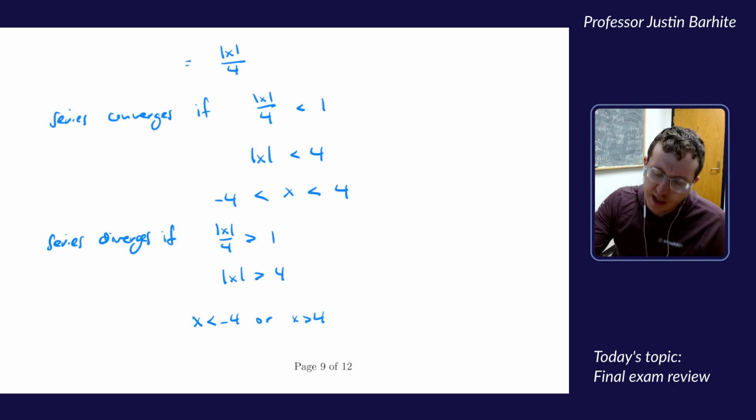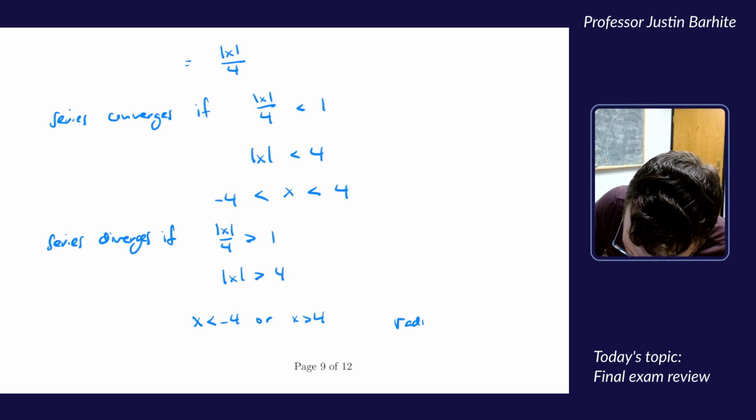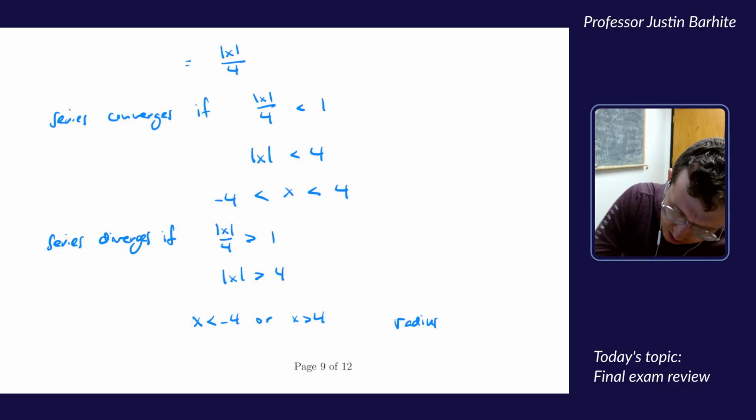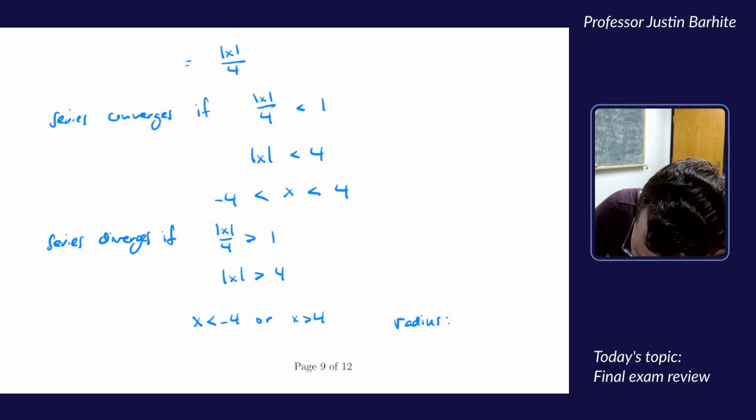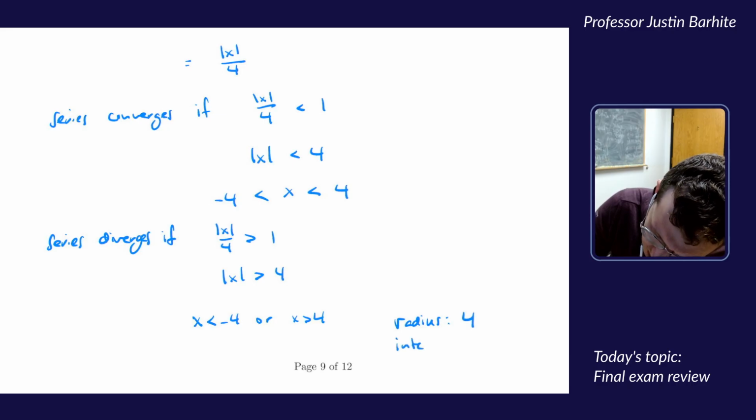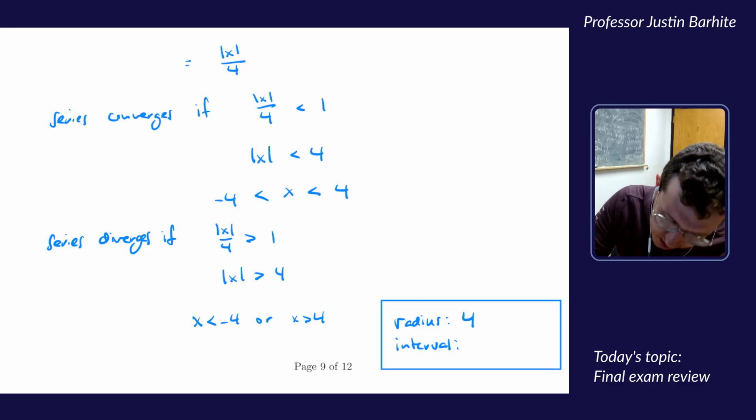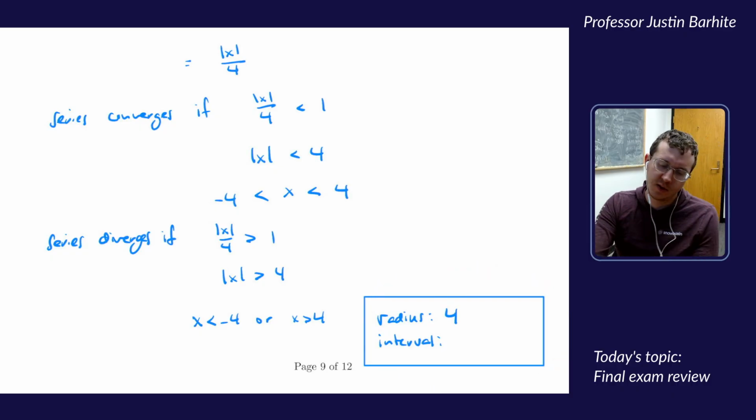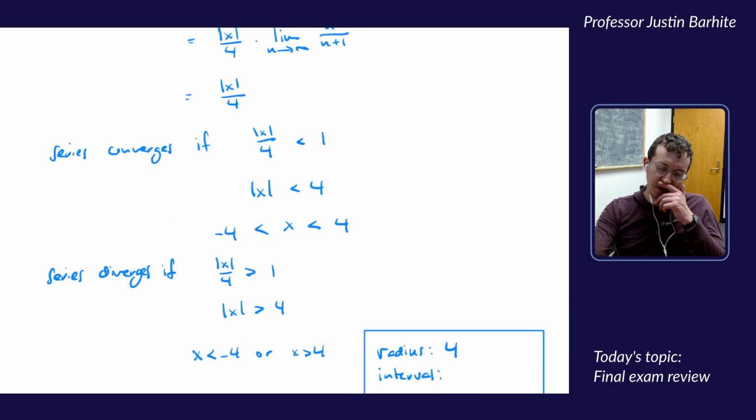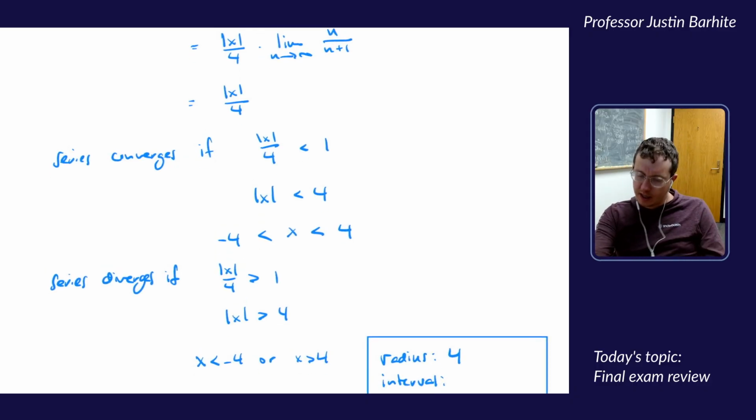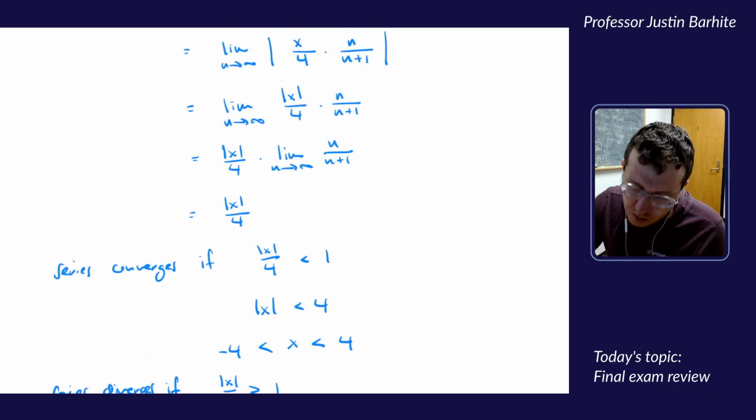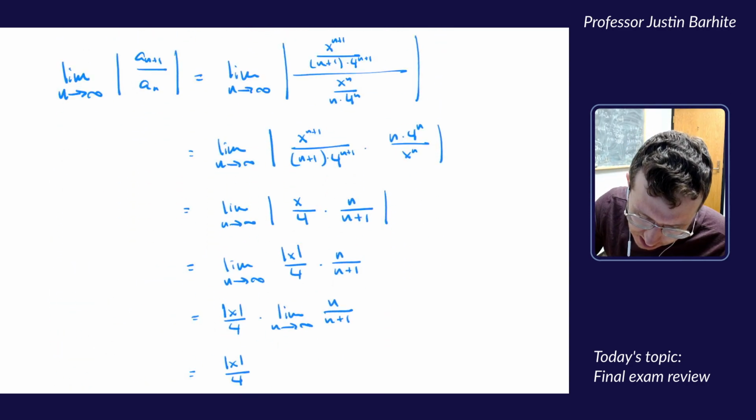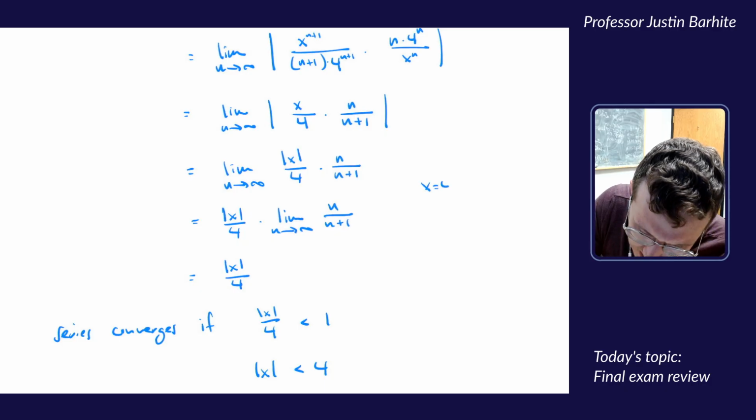Okay, so the radius of convergence is 4. The interval, we're not quite sure about just yet, because the ratio test doesn't tell us what happens when the limit is 1, which means it doesn't tell us what happens at x equals -4 and at x equals 4. For those two cases, we're just going to have to plug in the x value and analyze that series separately.